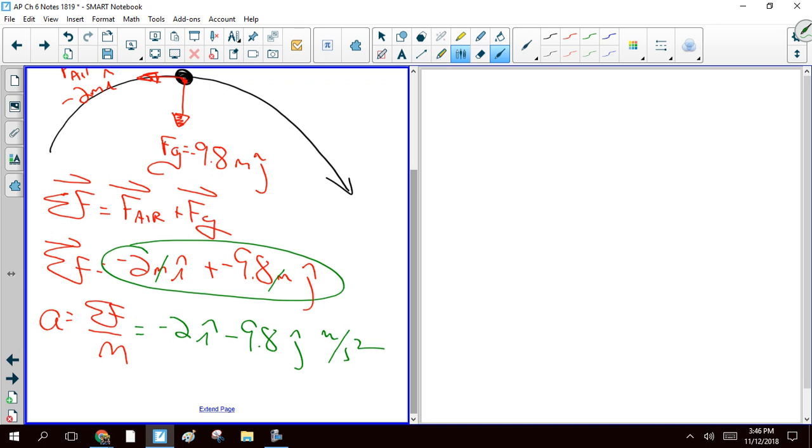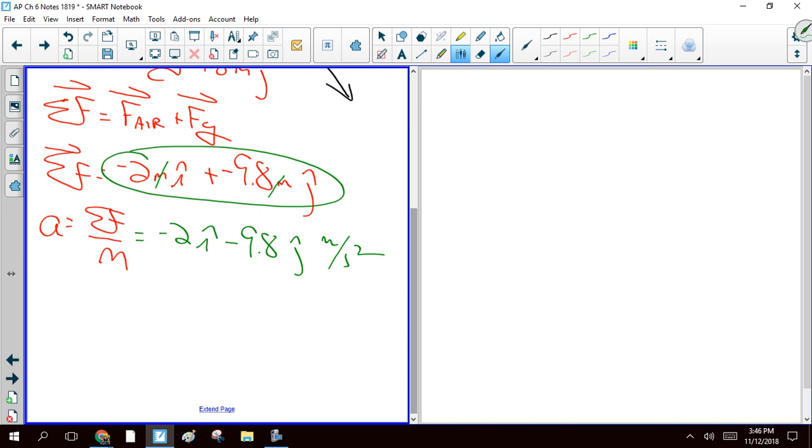And then the question technically asks for the magnitude and direction. So at this point, you'd have to draw your acceleration vector. So our acceleration vector is going to be, well, let's see, we've got negative 2i, negative 9.8j. So here's our acceleration vector, right? So you can do the Pythagorean theorem and find the magnitude, and then find your direction. Okay? So that is that. Acceleration in 2 directions. Okay?